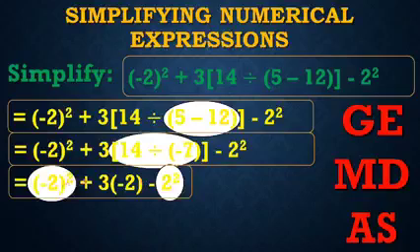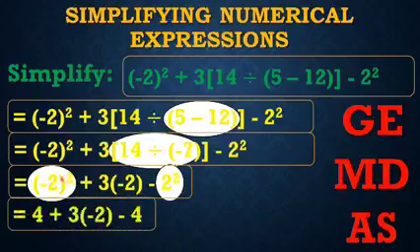Let's proceed. What is the square of negative 2? The square of negative 2 is the same as negative 2 times negative 2, and negative 2 times negative 2 is equal to positive 4. That's why it became positive 4. Bring down the 3 times negative 2. Bring down the minus sign. And the square of 2 is also positive 4. So we're done on exponent.